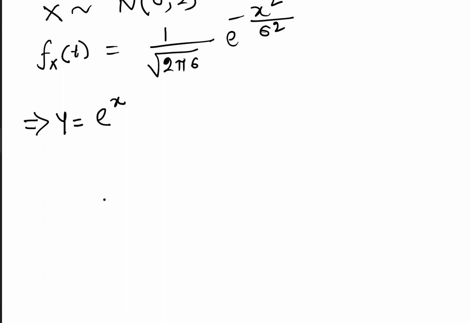So the distribution of e to the power x means we have to calculate the probability that y is greater than, suppose, some function t.